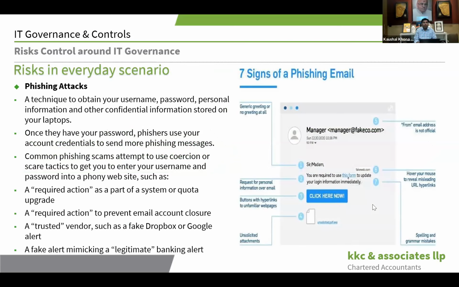Now I would like to go for some real life scenarios which would make this simpler and easier to understand. So coming to the first thing, it is phishing attack. Phishing attack is a very common attack which on a day-to-day basis a lot of us do experience. Now, what is a phishing attack? A phishing attack is a technique by which the hacker would try to obtain your username, your password, your personal information, or any other confidential information which is stored in your machine.